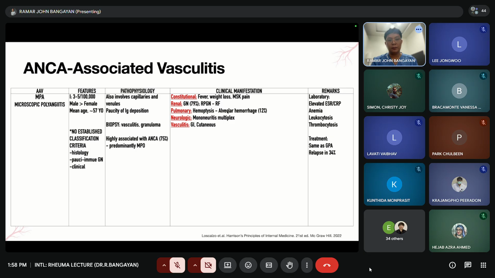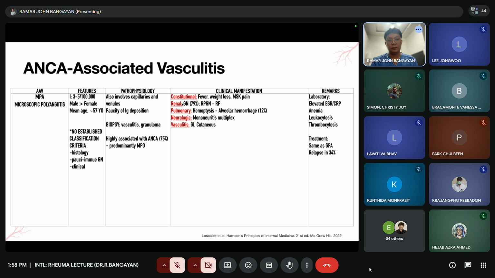It's the lower respiratory tract. A while ago, for GPA, it's the upper respiratory tract. So the presentation is usually hemoptysis or alveolar hemorrhage. I think we've discussed alveolar hemorrhage in lupus. It's one of the detrimental symptoms or signs in the pulmonary of SLE. But here, it's also common in MPA.